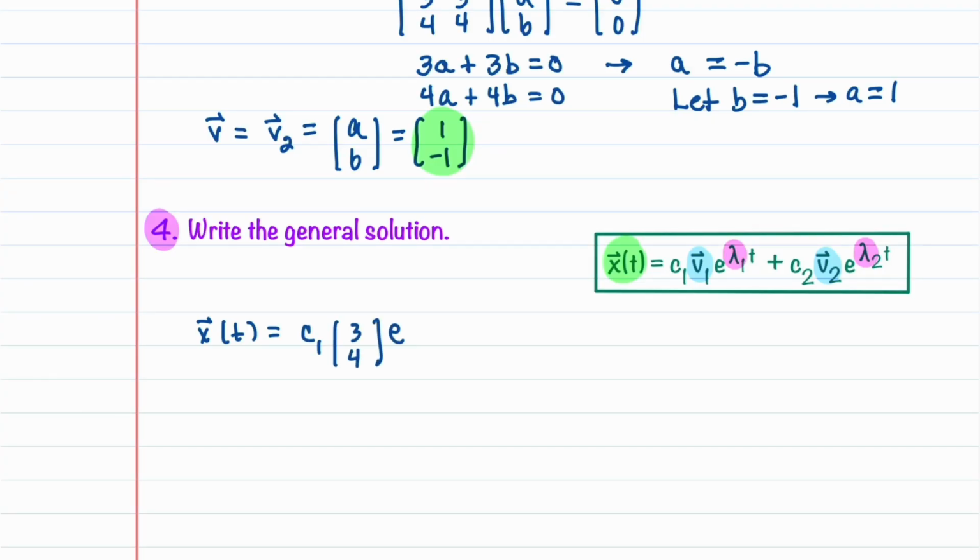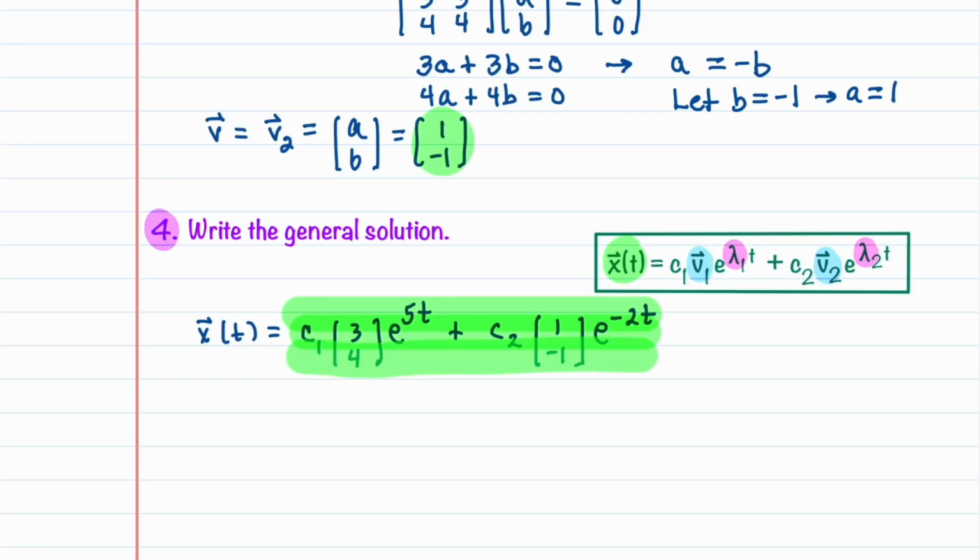Times e to the lambda 1, lambda 1 was 5, so that's 5t. And then we add on c2. Our v2 is 1, minus 1, times e to the lambda 2t, and lambda 2 was minus 2, so we have minus 2t. And there's our final solution.